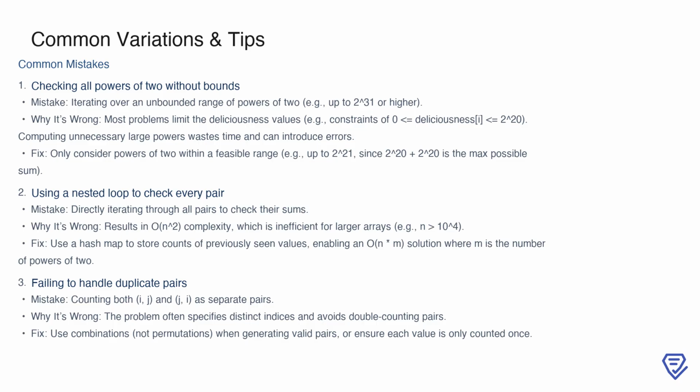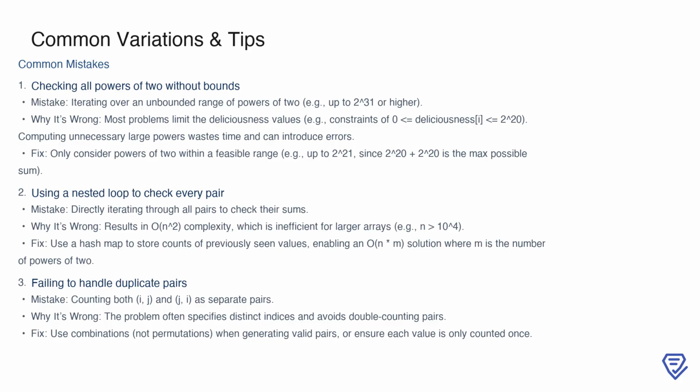First, iterating over an unbounded range of powers of 2 can lead to unnecessary computations. For example, if you check powers of 2 far beyond 2 to the power of 21, you're wasting time because the constraints limit the deliciousness values to a maximum of 2 to the power of 20. Instead, focus on powers of 2 up to 2 to the power of 21, as the largest possible sum is 2 to the power of 20 plus 2 to the power of 20.